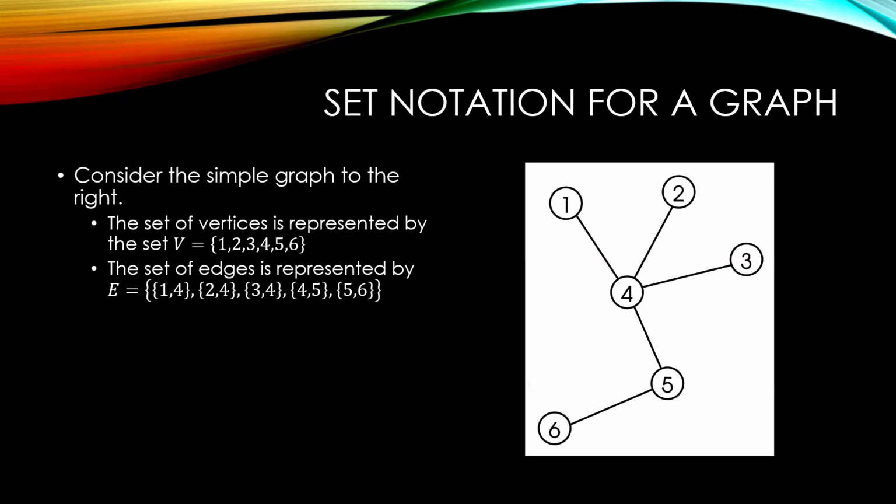And so here is our simple graph. The set of vertices would be 1, 2, 3, 4, 5, 6. The set of edges written in set theory notation would be 1 to 4, 2 to 4, 3 to 4, 4 to 5, and 5 to 6. And so this is the set notation for the graph. We will not use the set notation that often because we have a nice visual.